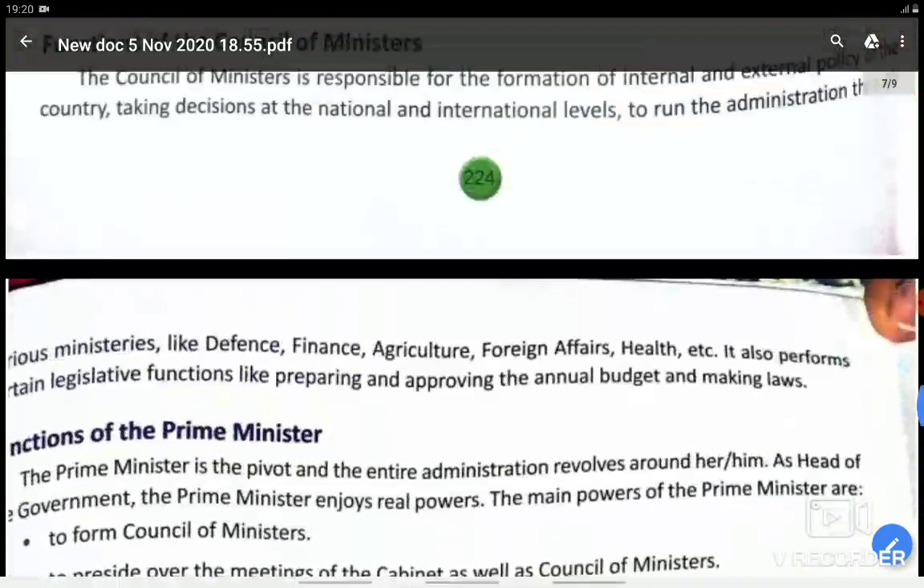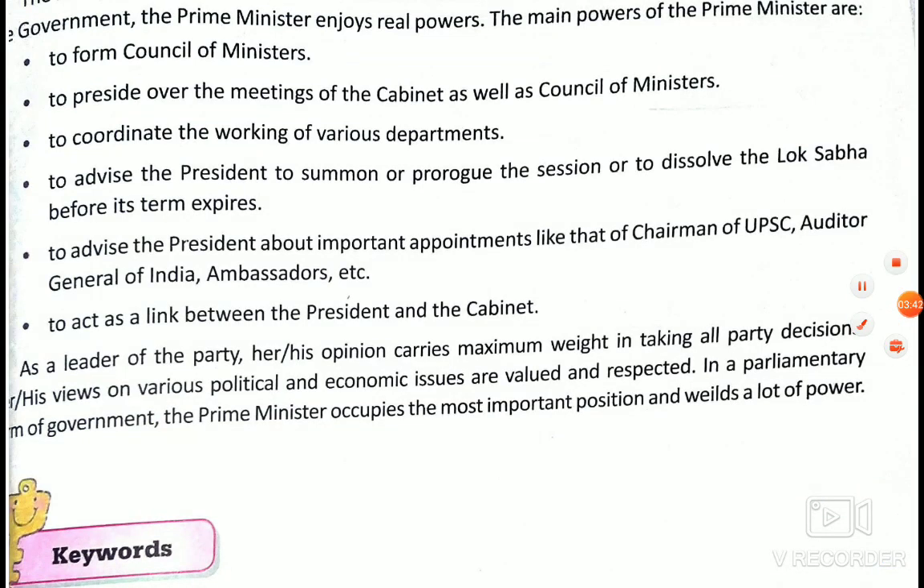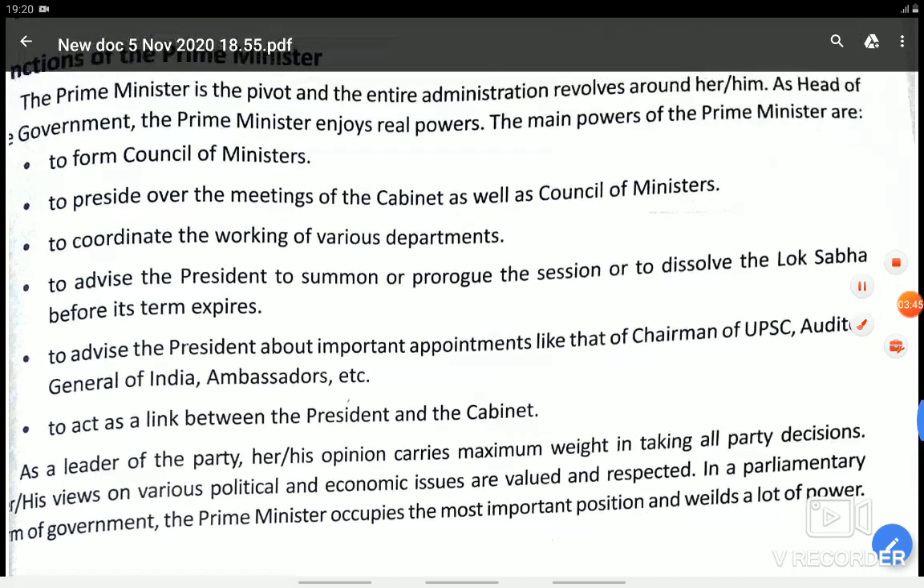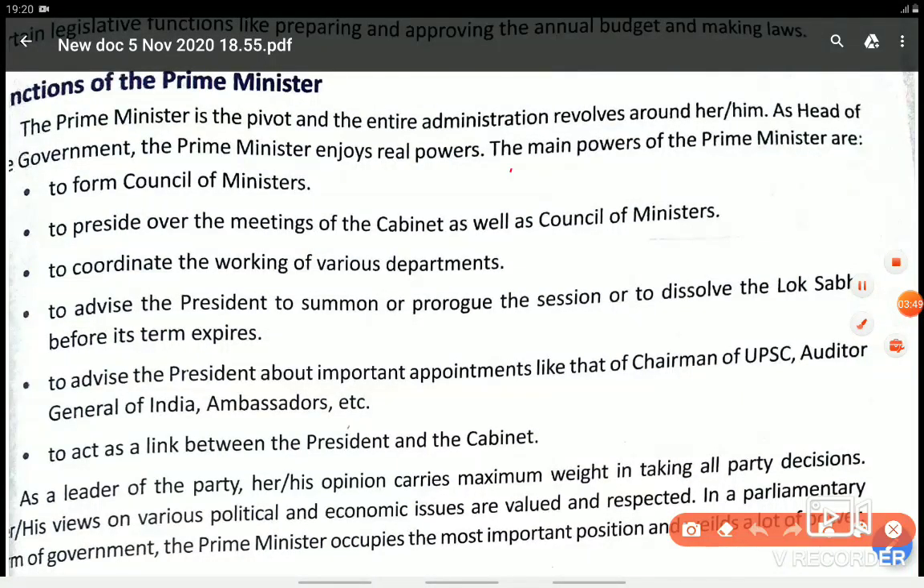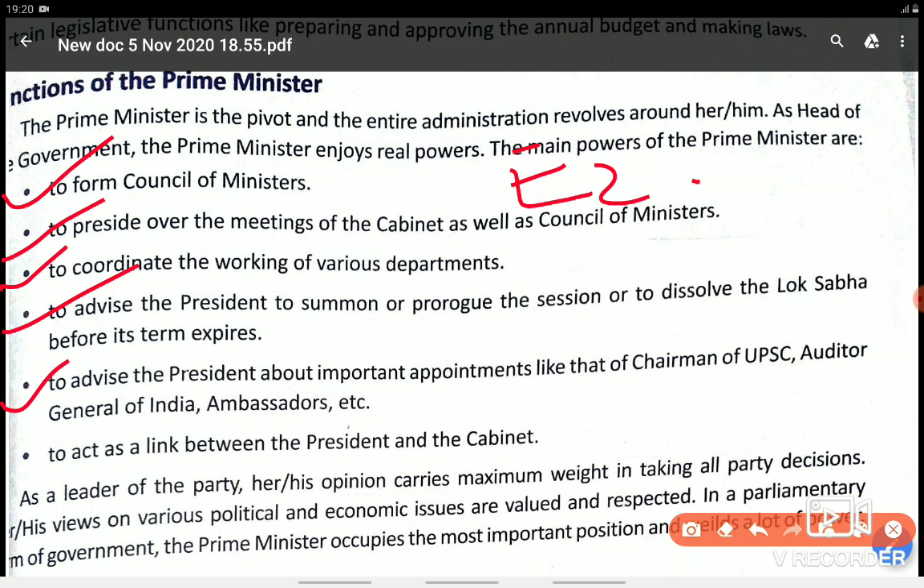Let's come to page number 225. These are the functions. This is E2. First point, to form Council of Ministers. Second, preside over the meetings of the Cabinet as well as Council of Ministers. Third one, to coordinate the working of various departments. To advise the President to summon or prorogue the session or dissolve the Lok Sabha. Next is to advise the President about important appointments like Chairman of UPSC, etc. Any 5 you can write. And this is also a very important question for you.